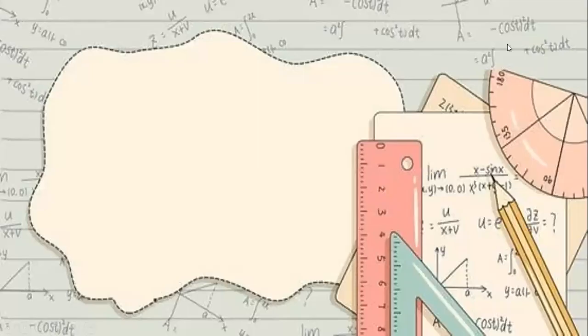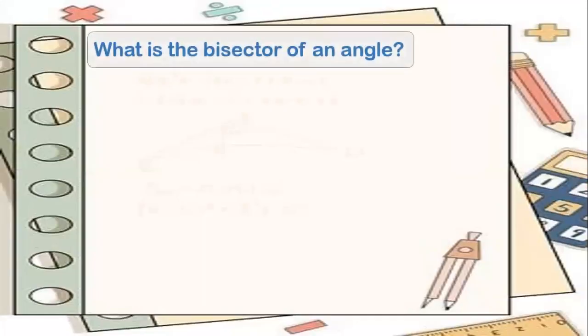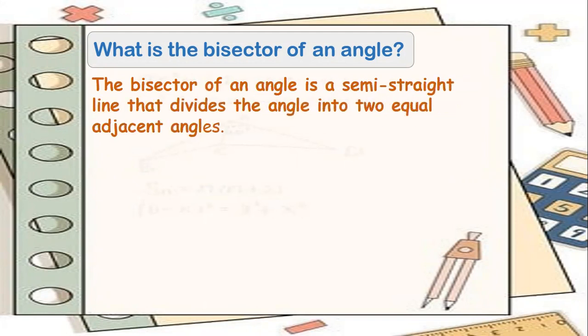Hello, in this video we will talk about chapter 12, bisector of an angle. What is the bisector of an angle? The bisector of an angle is a semi-straight line that divides the angle into two equal adjacent angles.